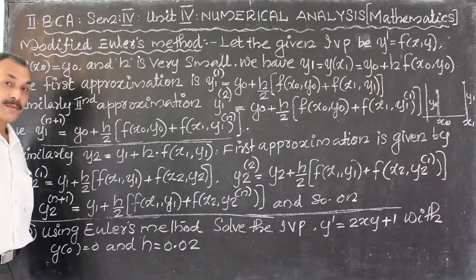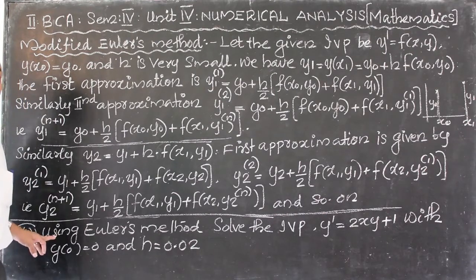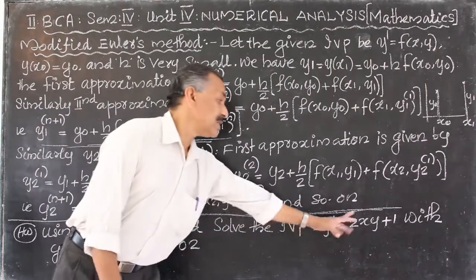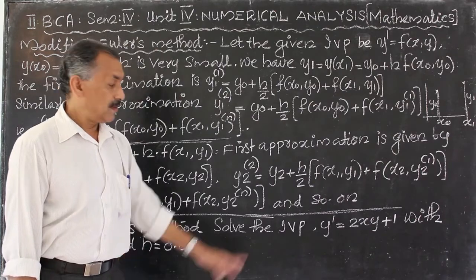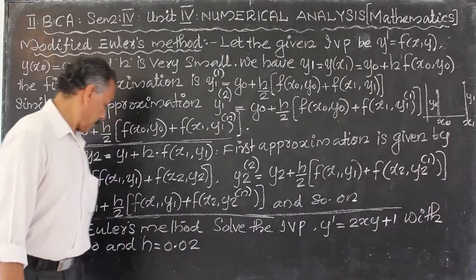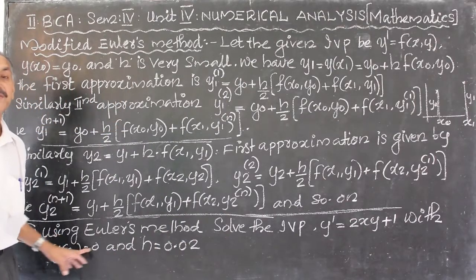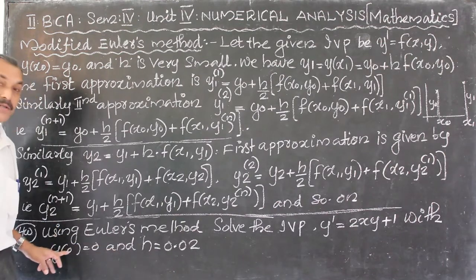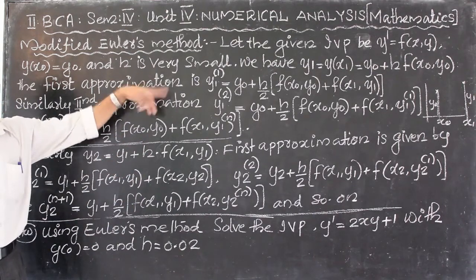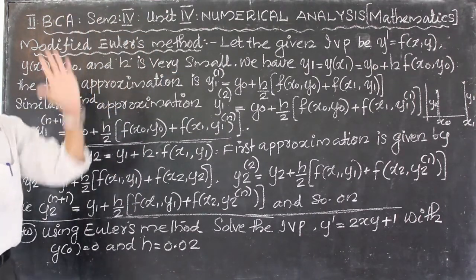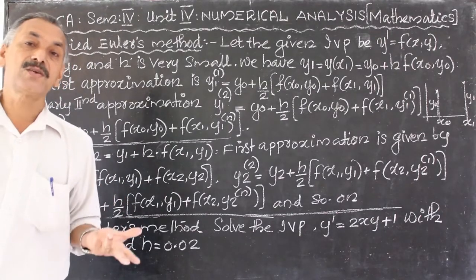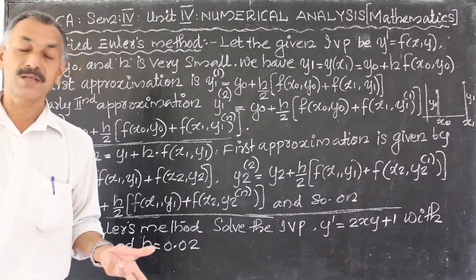Now to complete this problem using the modified Euler's method, solve the initial value problem: y dash is equal to 2xy plus 1, dy by dx is equal to f of x, y, where f of x, y is equal to 1 plus 2xy, with y of 0 equal to 0, that is y of 0 is equal to 0. Here x0 is equal to 0, y0 is equal to 0, and h is equal to 0.1. This is the modified Euler's method, not the previous one. That is y1, y2, y3, etc. What is y1? y1 is equal to y0 plus h into f of x0, y0.